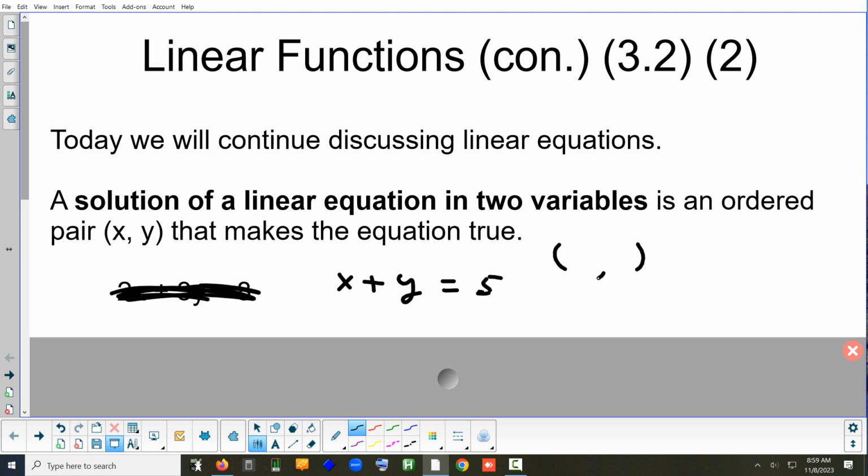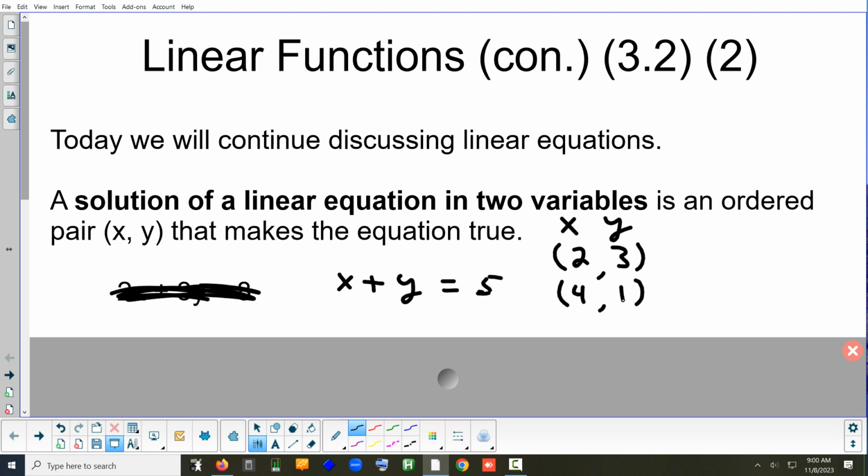Anyone think they could give me a coordinate? Yeah, 2, 3. Yep. So 2, 3 is a solution to that equation. It's not the only solution. Can someone give me a different coordinate that you could fill in the x, fill in the y, and then when they add up, they give you 5? 4 and 1. Yeah, 4 and 1. That's another solution to that linear equation.